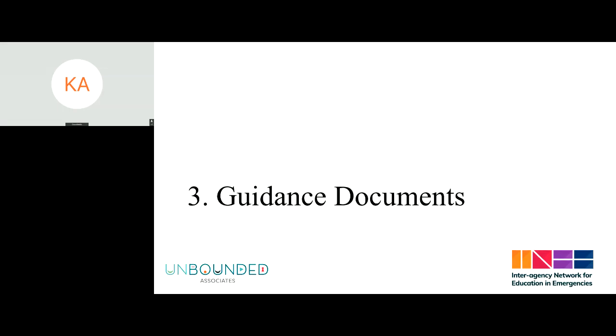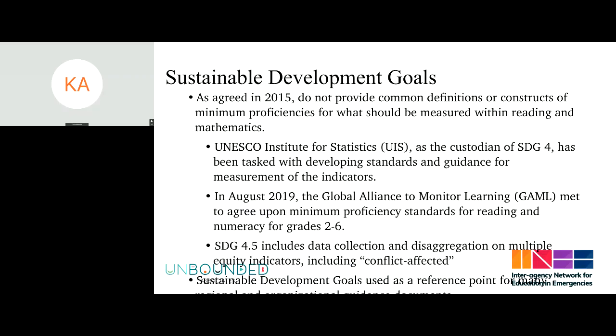So I'm going to quickly talk about the guidance documents that we found most relevant. We looked at 8 different guidance documents, things like the SDGs, the INEE minimum standards, and regional guidance. We found that the clearest guidance on what to measure regarding academic outcomes is in the SDGs, and many of the regional and national plans have aligned themselves with this. In the SDGs themselves, there's not a common definition of what we should be measuring, what the constructs and minimum proficiencies are, but the UIS has been tasked with developing standards and guidance for this.